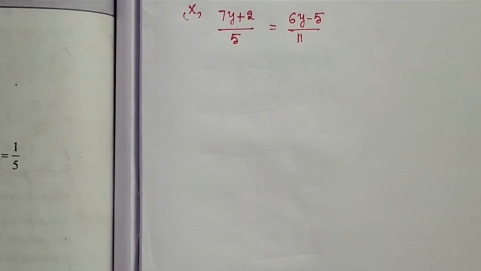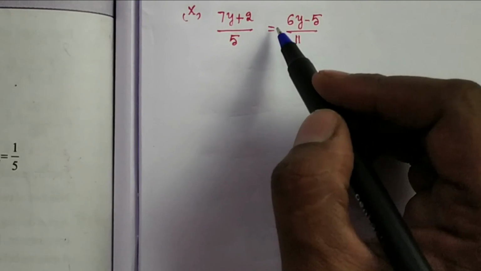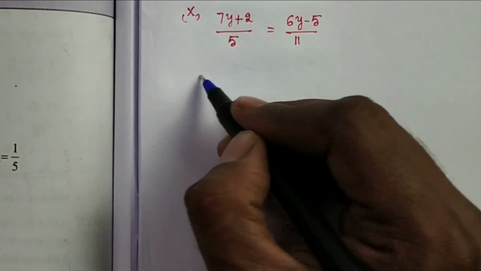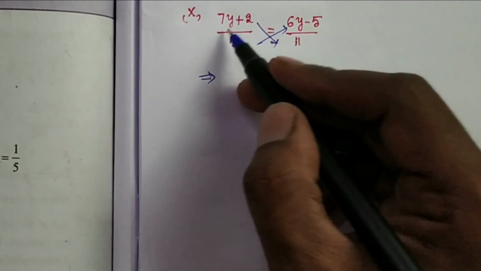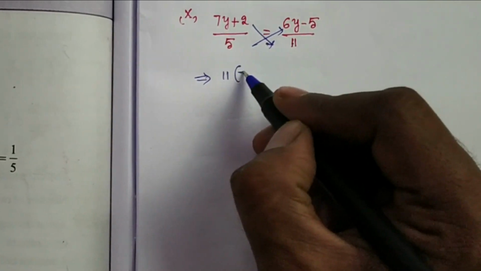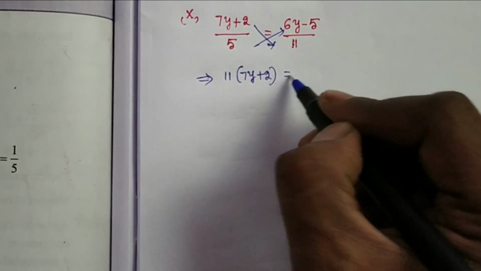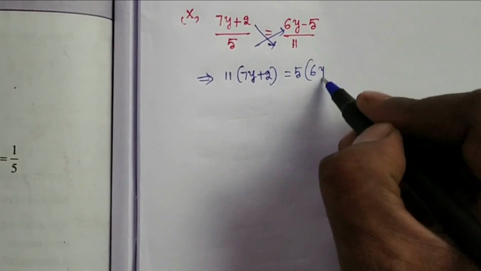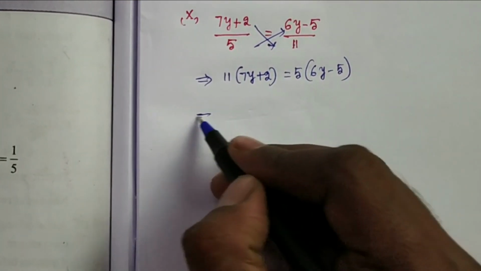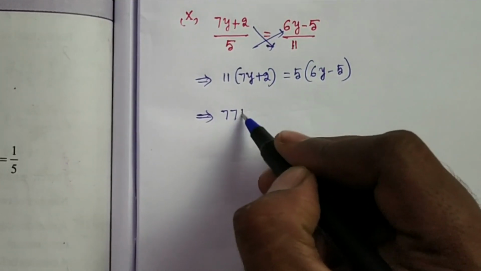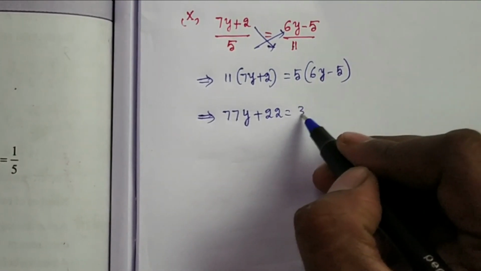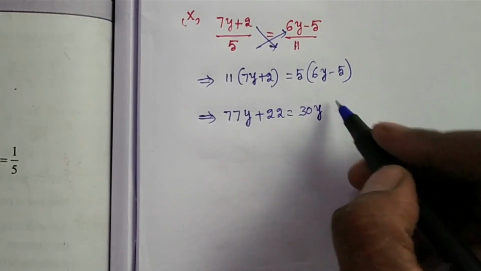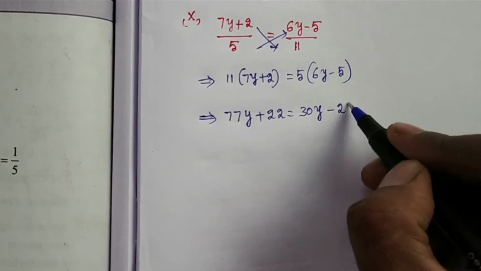Next 10th problem is (7y plus 2) by 5 is equal to (6y minus 5) by 11. How can we solve it? By using the cross multiplication method. So this 11 into (7y plus 2), 11 into (7y plus 2) is equal to 5 into (6y minus 5). Simplify this one. 11 7s are 77y plus 11 2s are 22 is equal to 5 6s are 30y minus, plus into minus, minus 5 5s are 25.